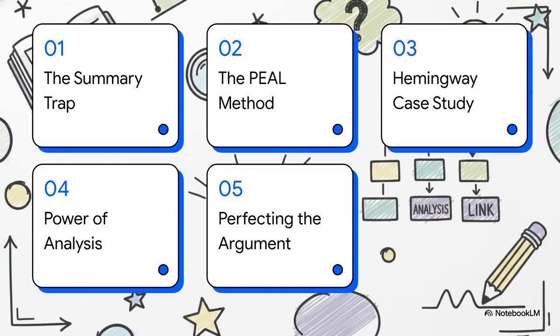Here is our highly structured roadmap for today. Number 1, the summary trap. 2, anatomy of the PEEL method. 3, a case study on Hemingway. 4, the power of analysis. And 5, perfecting the argument.